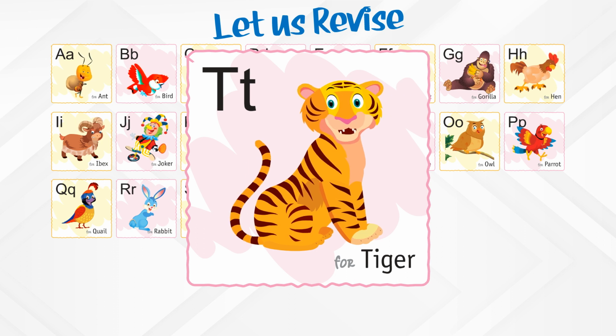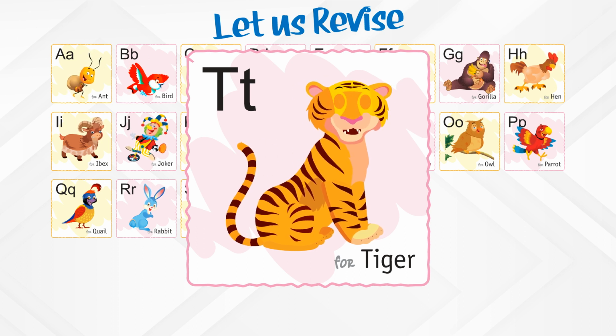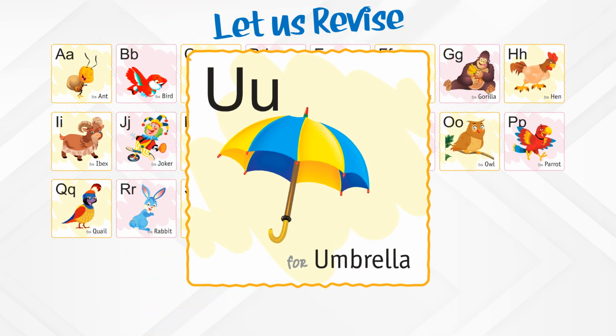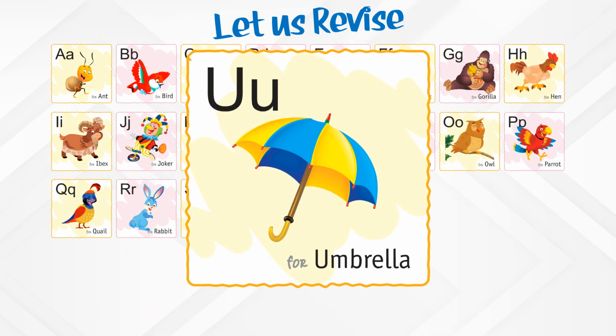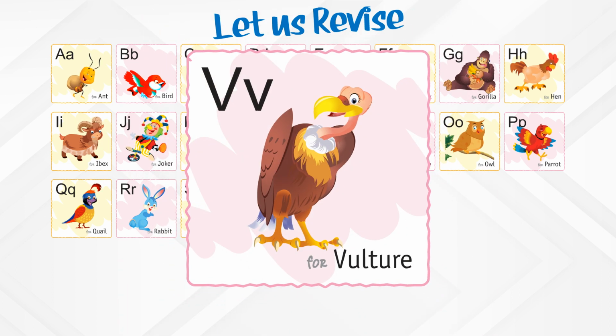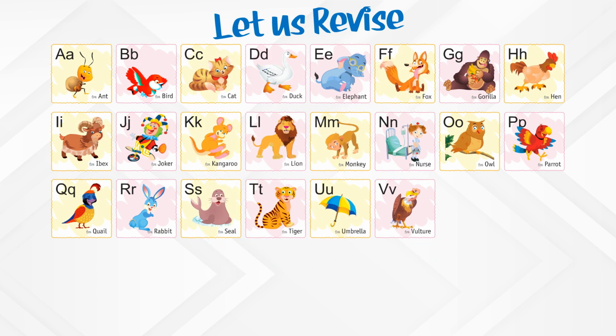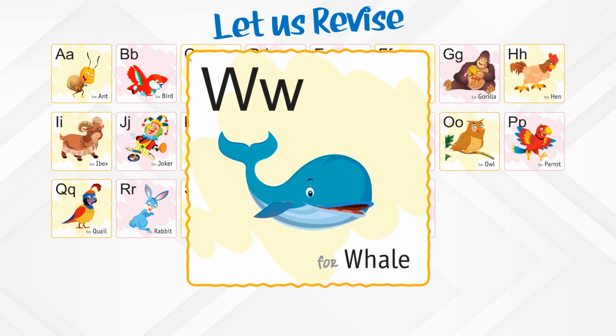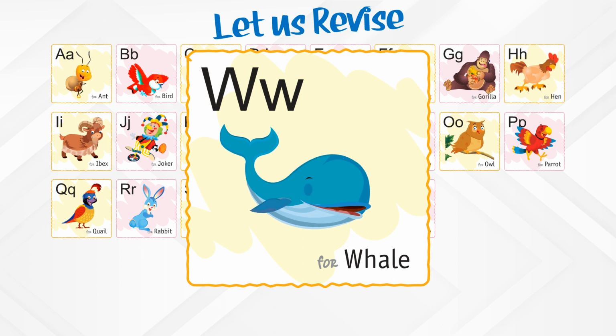Capital T, small t. T for tiger. Capital U, small u. U for umbrella. Capital V, small v. V for vulture. Capital W, small w. W for whale.